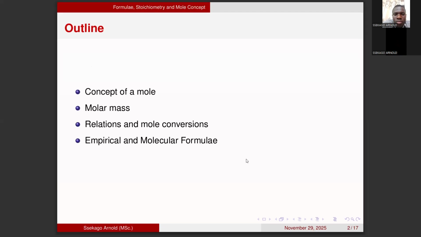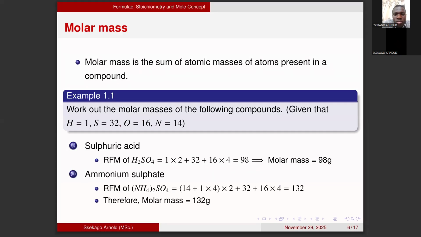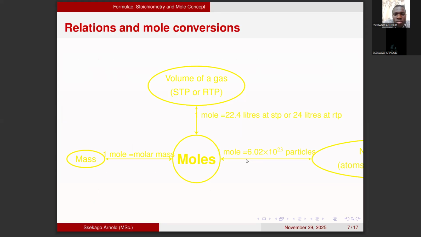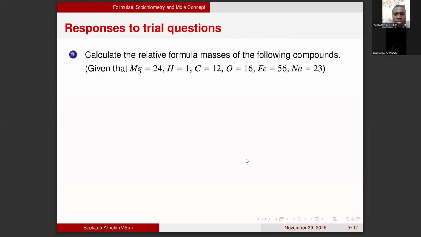Now, we had covered all these things. We had covered all this information. We had gone through this mind map. And I had left this activity behind. So today I want to go through the responses to those items that I left behind. They were around 4 questions.